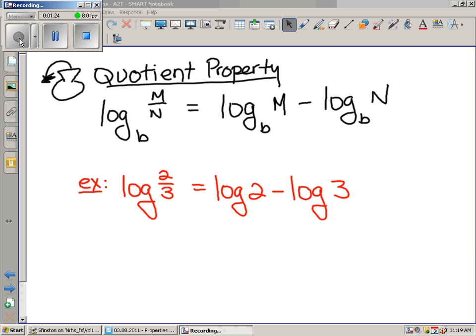And finally, we've got the quotient property. What's the word quotient mean? Divide. So if you see a fraction in this spot, you can split it up into something separated by subtraction.